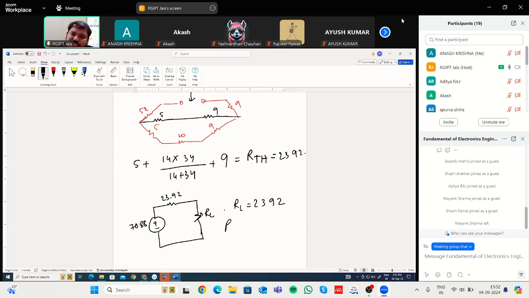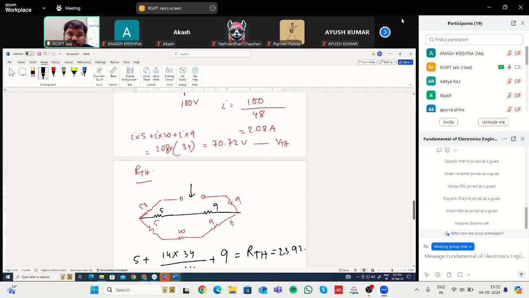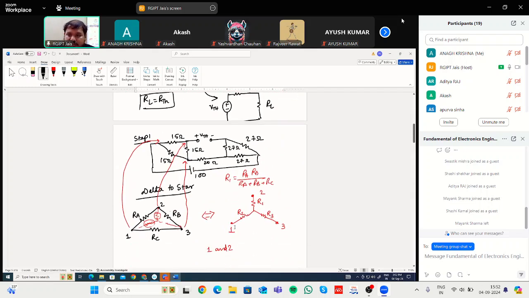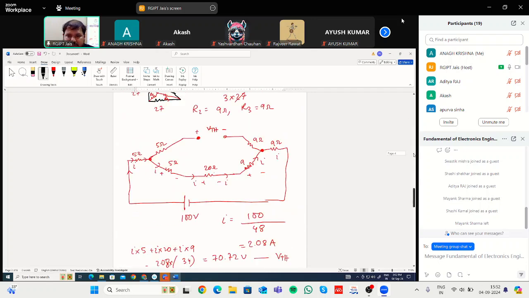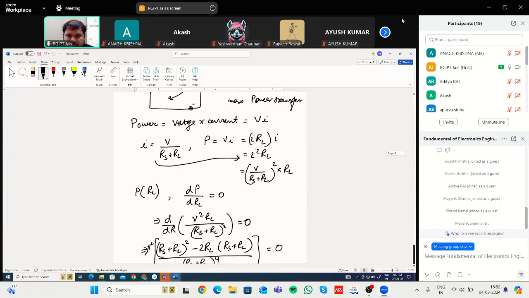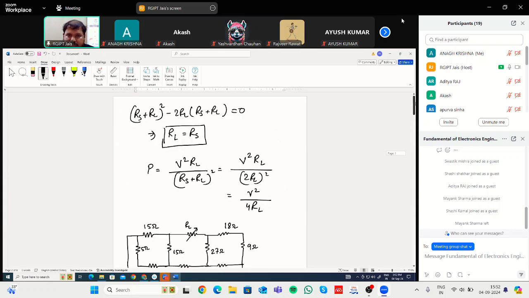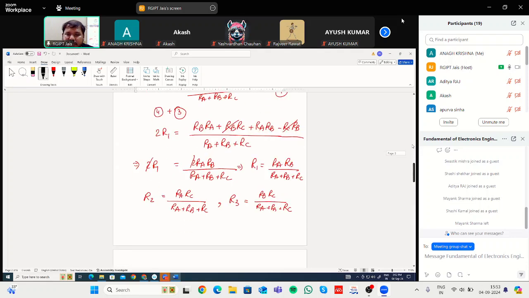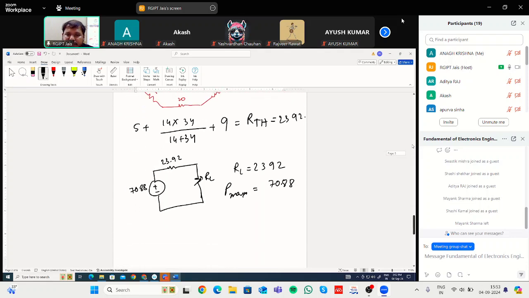So what will be its value? The maximum power transfer P max will be equal to the voltage that you are applying, that is 70.88. V square was there. It was V square by 4 RL. So V square you have found out, 70.88 whole square, divided by 4 multiplied by R, which you have found as 23.92 ohm. So you can find what will be the P max value. So this is the first example of the maximum power transfer theorem.